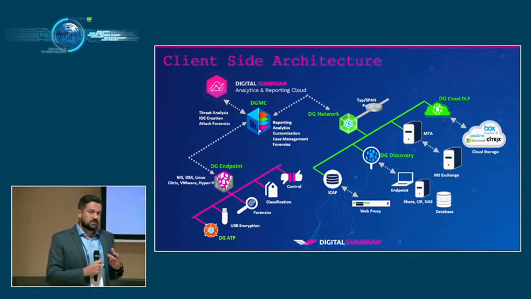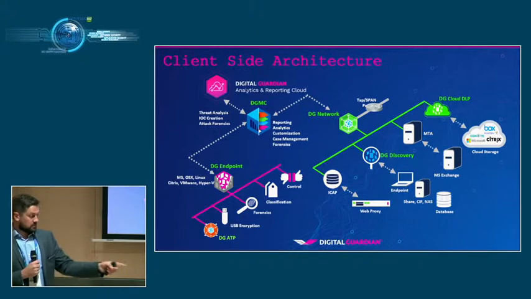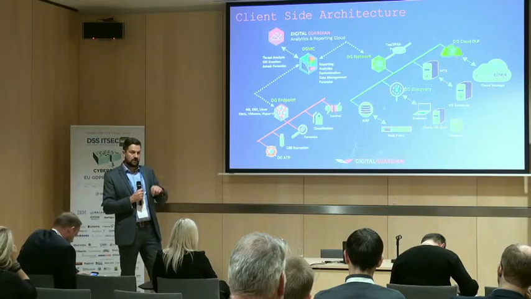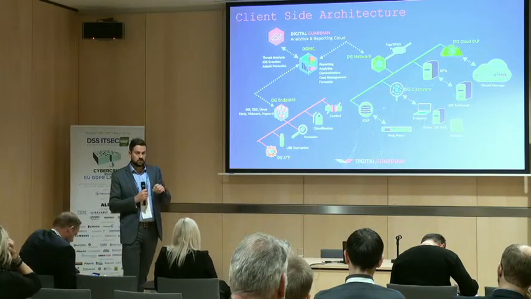We have contextual-based classification. Where's the file coming from? Has it come from a SharePoint site? Is that SharePoint site sensitive? When that file is downloaded to an endpoint machine, we'll then tag the file. That tag defines the controls.